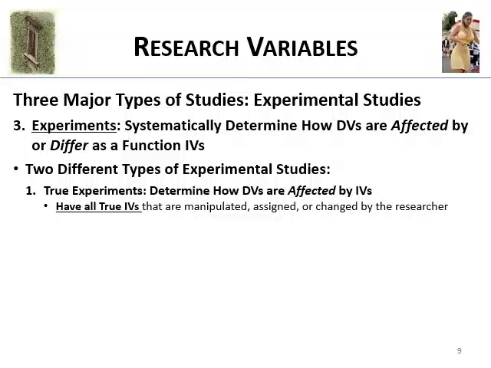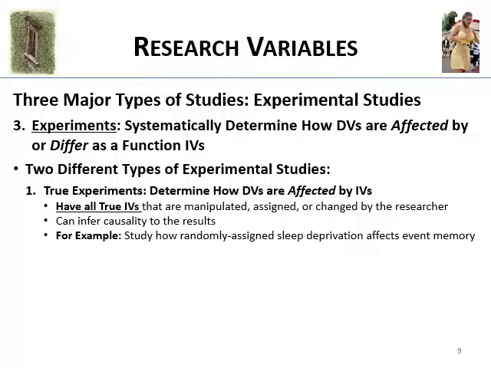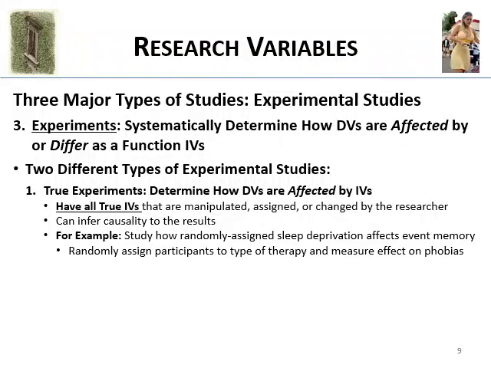All true experiments have all true independent variables. That is, independent variables that are manipulated, assigned, or changed by the researcher. That's what makes a true experiment. You can infer causality in true experiments. That is, you can say if you see changes in the DV, they were caused by the independent variable. So you can study how randomly assigned sleep deprivation, for example, affects people's memory. And you could say it caused changes in memory if you find a difference.